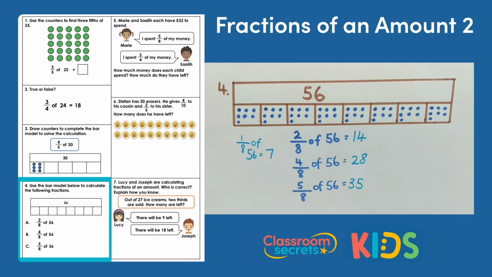To check my answer, I can divide 56 by 8, which equals 7, and then times 7 by 5, which equals 35. As you saw here, there are many different ways and methods that can be used. Some take more time than others, but it's up to you to choose which one you prefer.